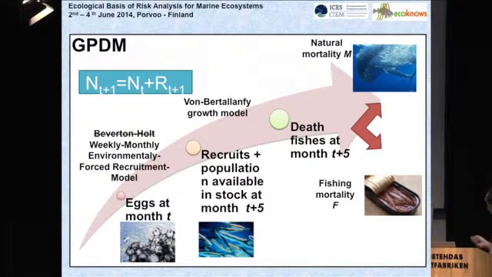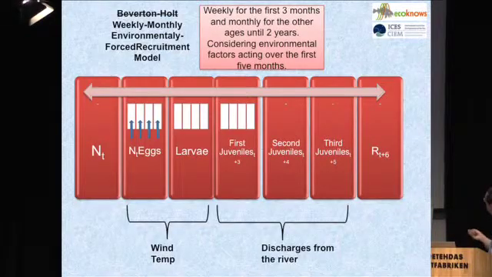This is somehow part of the work. This is what we did. We modified the Beverton-Holt equation, and it's implemented at the early stages, and then from this point forward, everything is the same as in the GPDM, working with natural and fishing mortality. This is what I meant before: part of the life cycle, we know, is forced at a time scale of days and weeks, and part of the life cycle is forced at a monthly time scale.